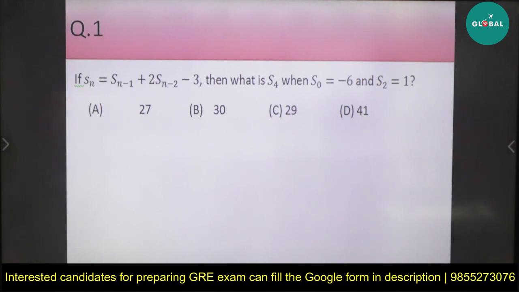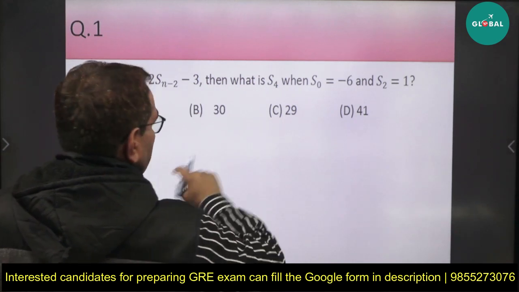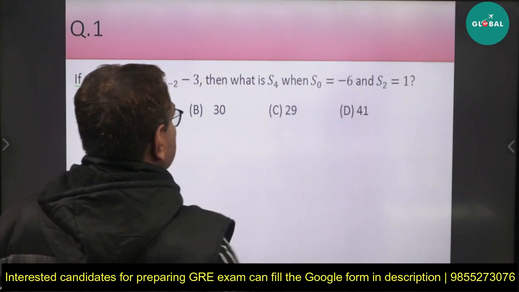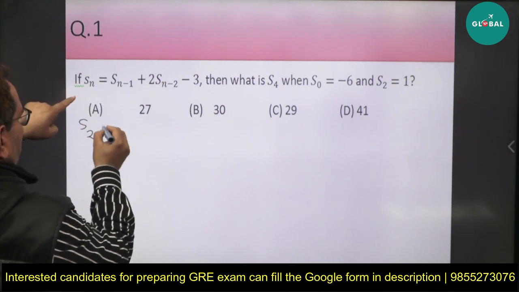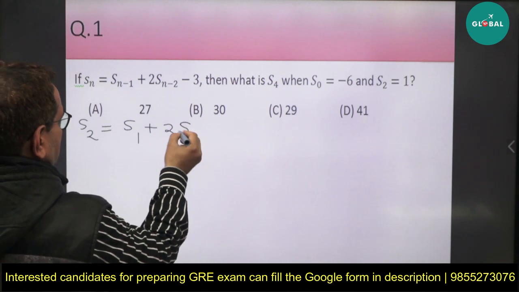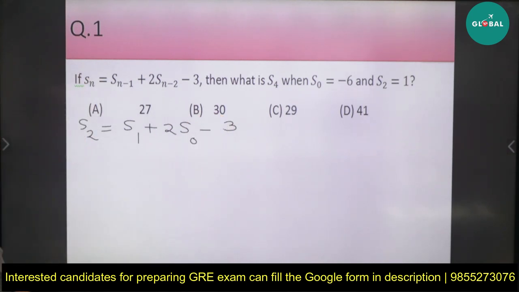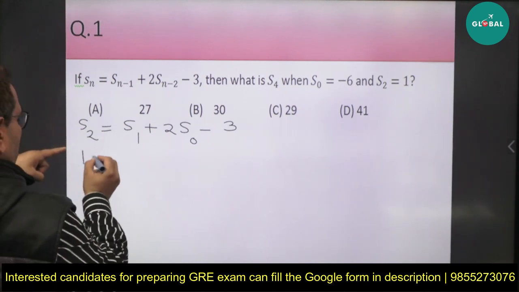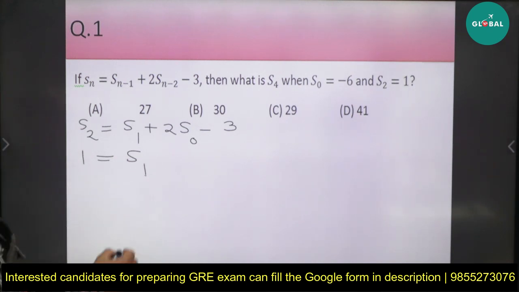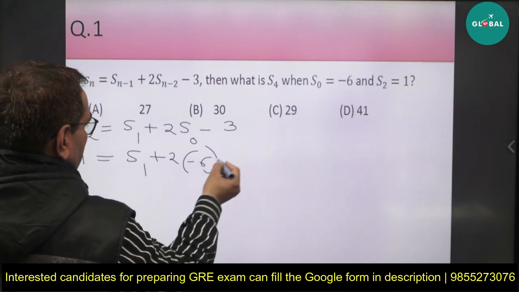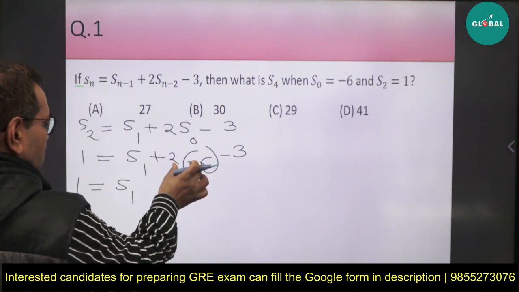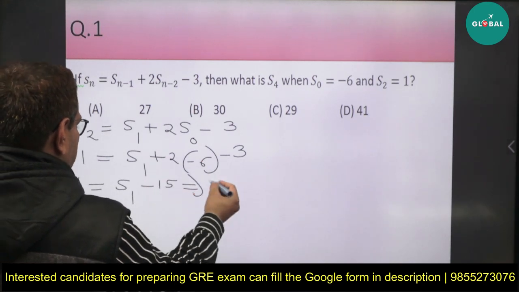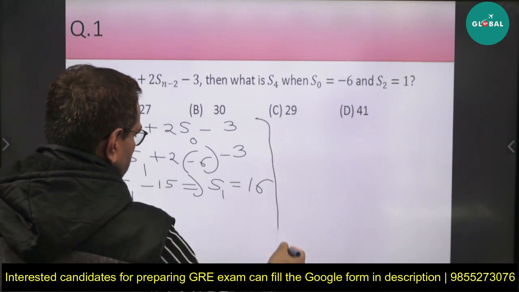Okay, so what we do, we successively move forward. We have to evaluate S4. We can see that S0 is given, S2 is given, but S1 is missing here. So suppose we take n equal to 2. We get the relation S2 equals S1 plus 2 S0 minus 3. Now let us put all the values. S2 is 1, equal to S1, which is unknown, plus 2 into S0, so plus 2 into minus 6, minus 3. So 1 equals S1 minus 12 minus 3, so minus 15. It gives us S1 equal to 16.